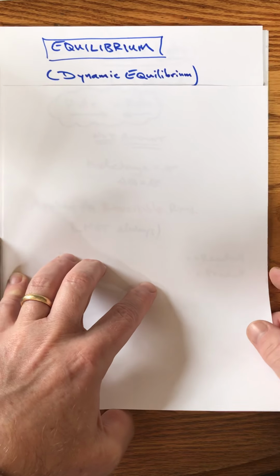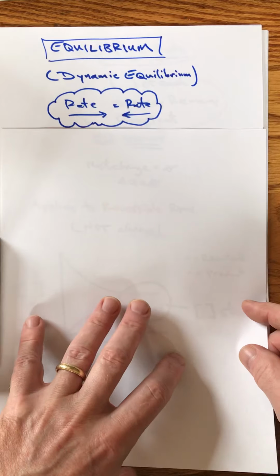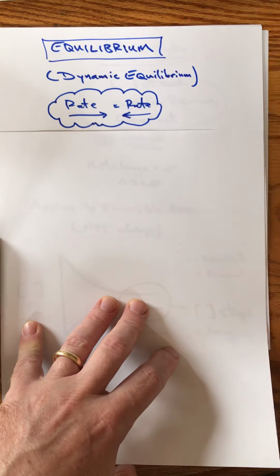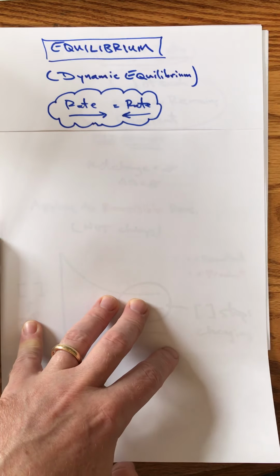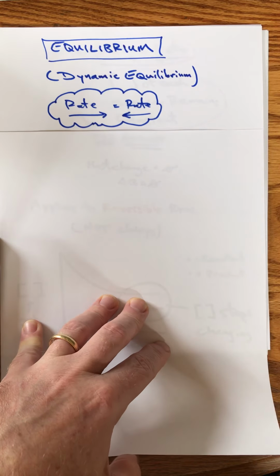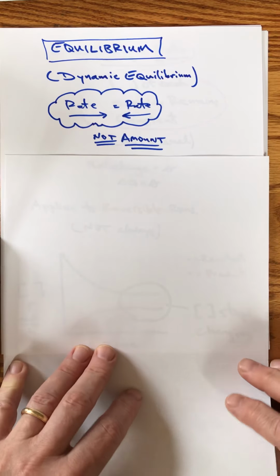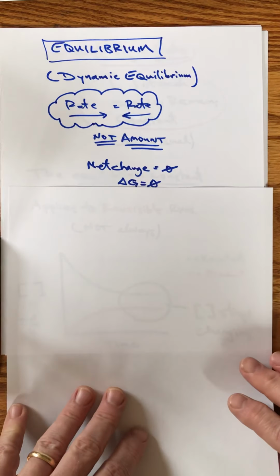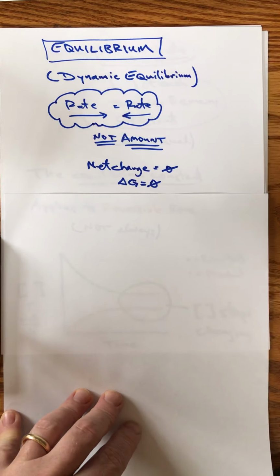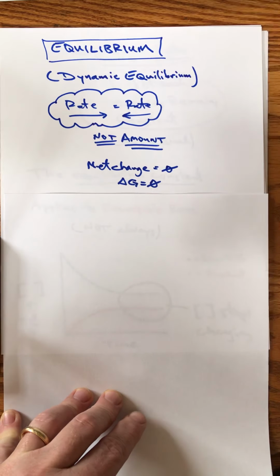People misconceive equilibrium. They think, oh, everything's equal. That's not true. The rates of reaction in the forward and reverse direction are equal. The rate of reaction, not the amount of product and reactant. That's not necessarily true. It's almost always not true. Okay, it's not about the amounts being equal. The net change in a system in equilibrium is zero. We've already talked about delta G being zero. So for every one you put in, another one comes out.